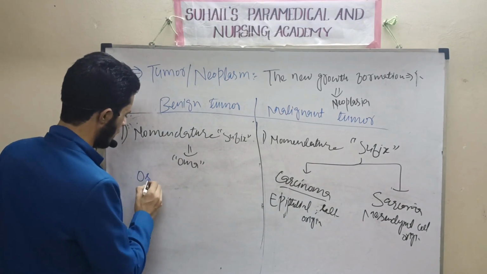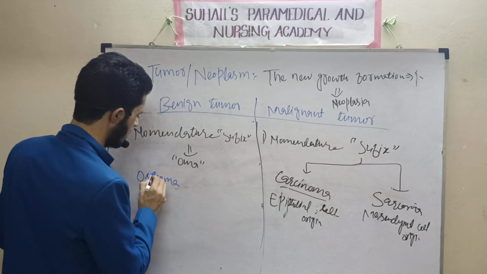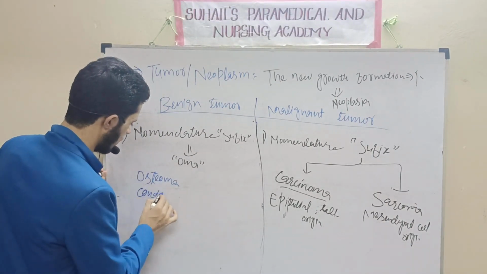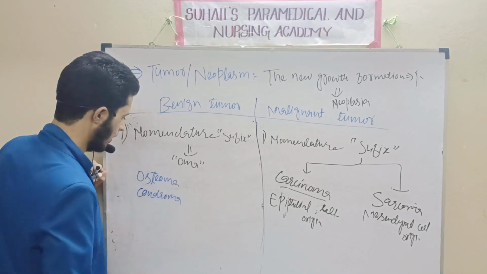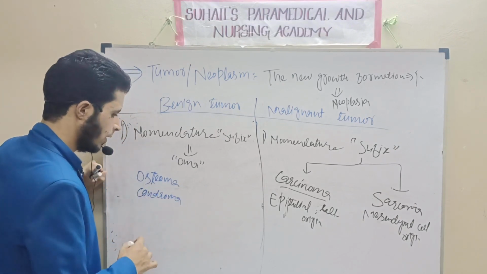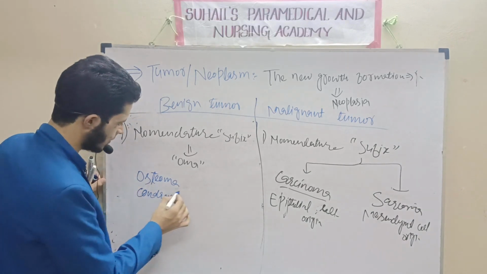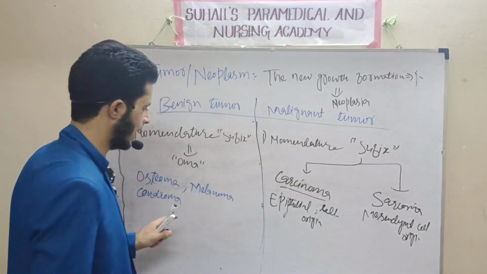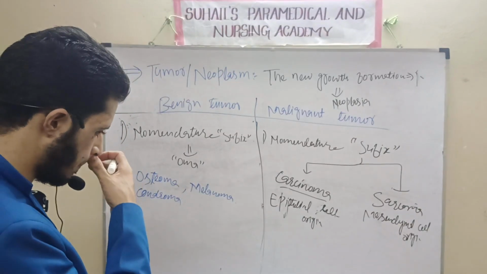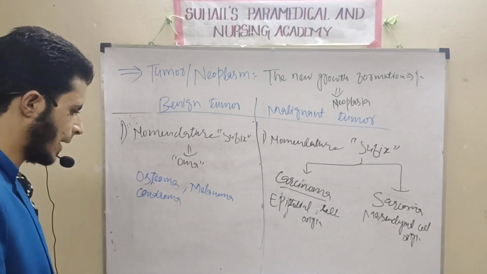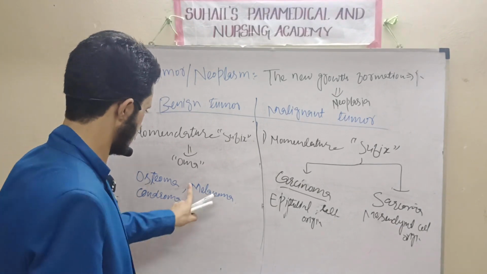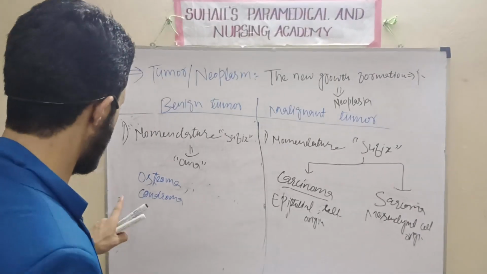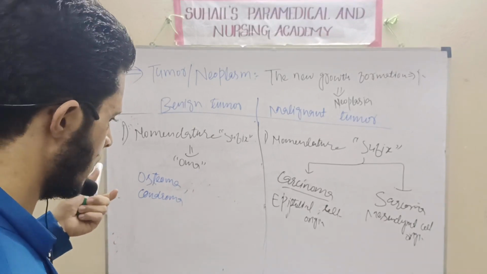If it is present in the bone, it is osteoma. Osteo means bone, oma means benign tumor. If it is present in the cartilage, it is called chondroma. Okay, osteoma, chondroma. There are a lot of examples in this. You can consider one more, like melanoma, from melanocytes. There is some exception with melanoma. One is called osteoma, another is called chondroma. These are the examples here.